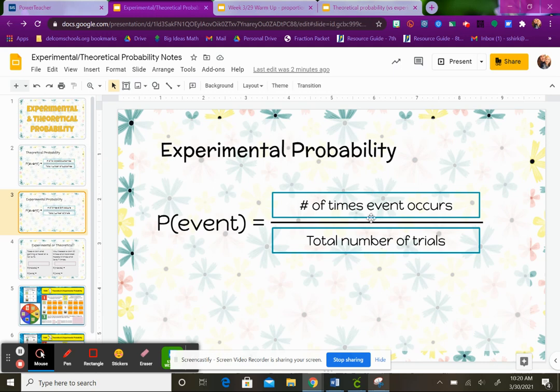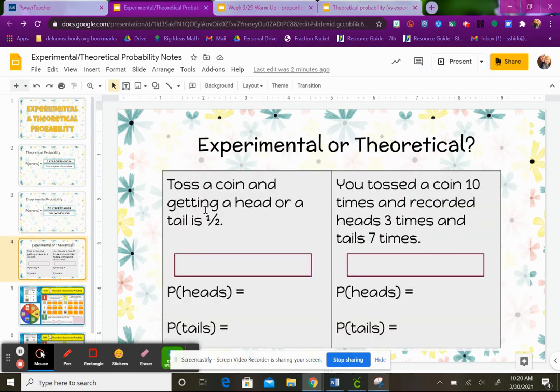out of 10. And so the next slide is deciding which one of these is the experiment and which one of those is the ideal probability. So the first one, it says toss a coin and get heads, or a tail, and that's 1 out of 2. That's theoretical. That's what we expect to happen. And so theoretical will go here, and the probability of getting heads is 1/2, and the probability of tails is 1/2.